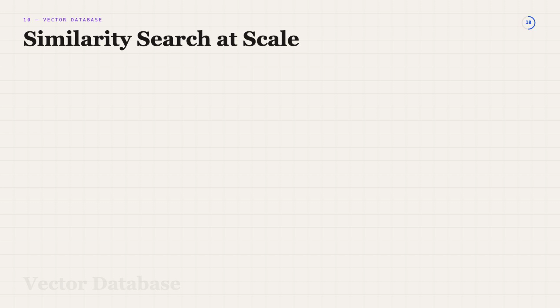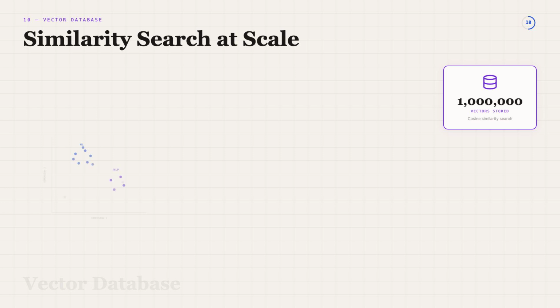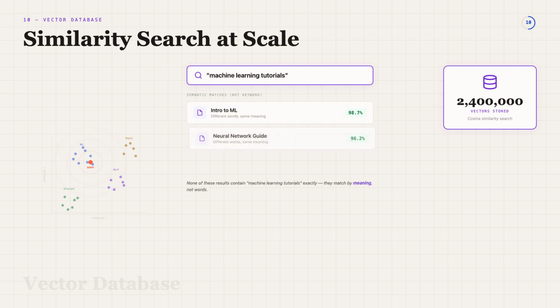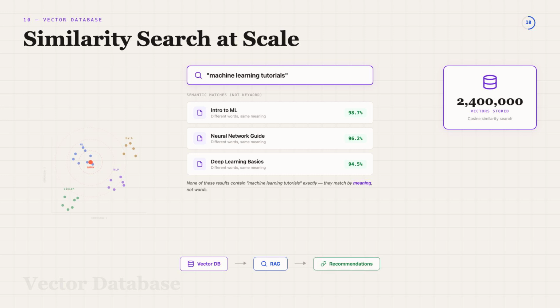Remember vectors, those lists of numbers that represent meaning? A vector database is a special database designed to store millions of these vectors and find the most similar ones incredibly fast. When you search for machine learning tutorials, it doesn't match exact words. It finds documents that are semantically similar, ones that mean the same thing, even if they use completely different words. This is the engine that powers RAG and recommendation systems everywhere.